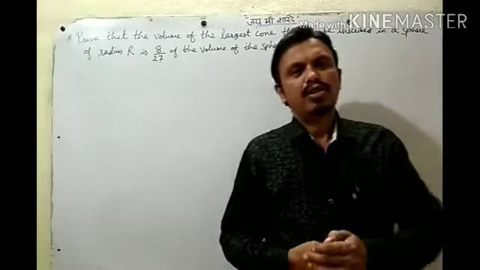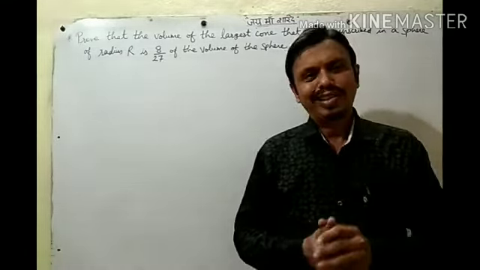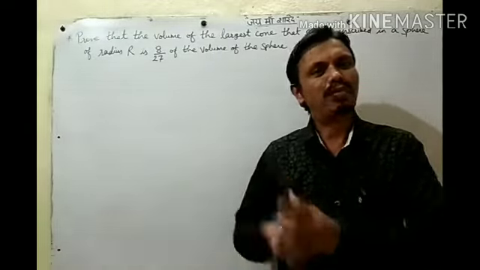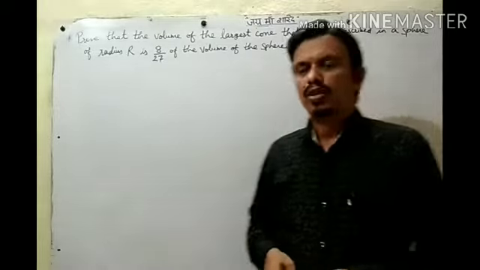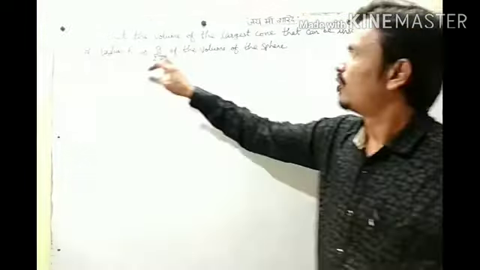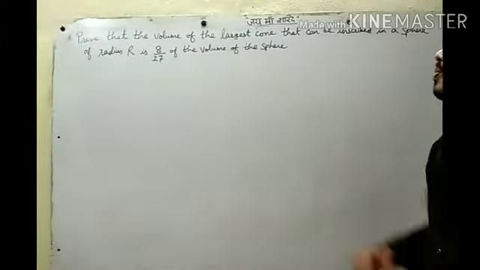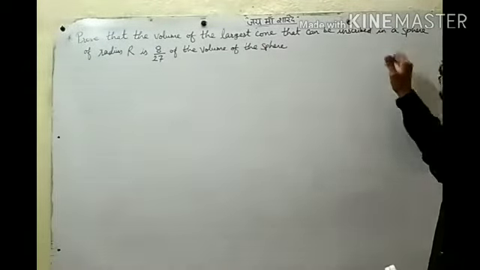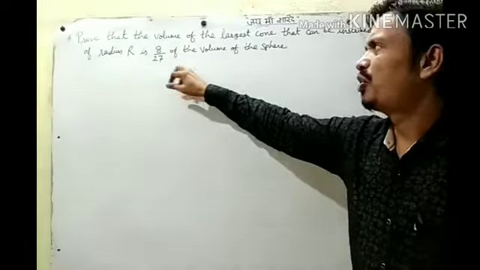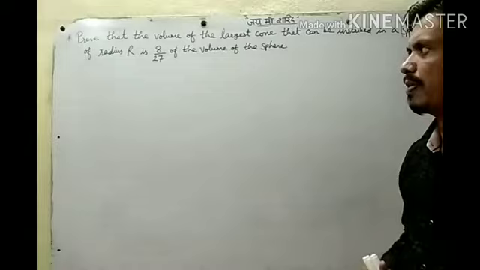Hello students, today also we'll continue exercise 6.5 which is based on maxima and minima. So let's start. The question is: prove that the volume of the largest cone that can be inscribed in a sphere of radius capital R is 8 by 27 of the volume of the sphere.